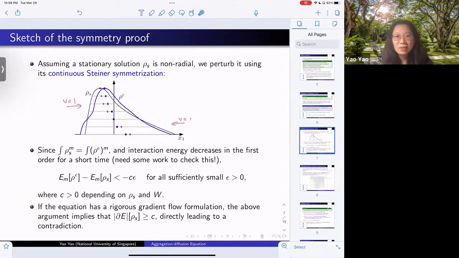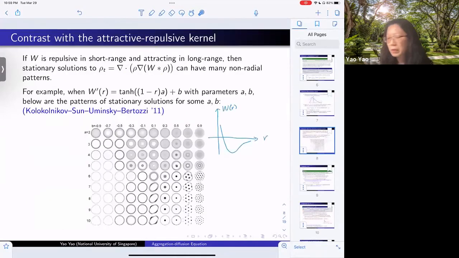So that answers the second question, where not only the global minimizers are radially decreasing, but actually all the steady states are radially decreasing as well, as long as the interaction potential is radially increasing. So that is, it is attractive.